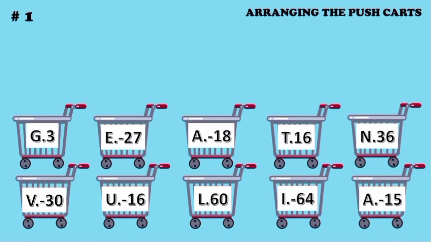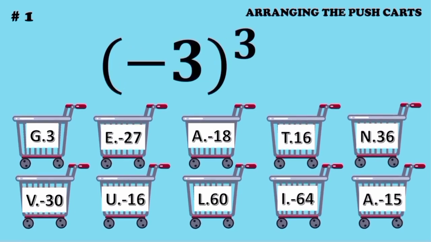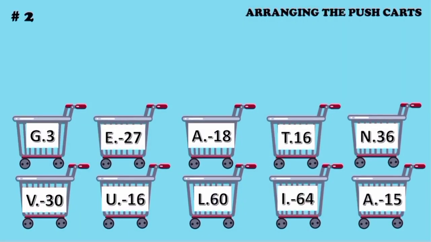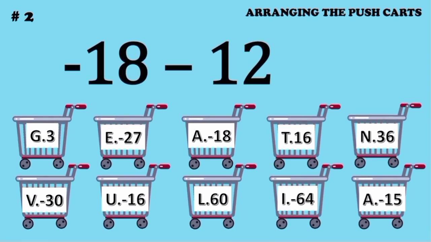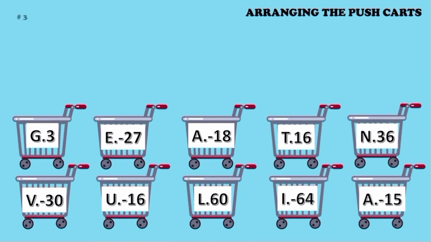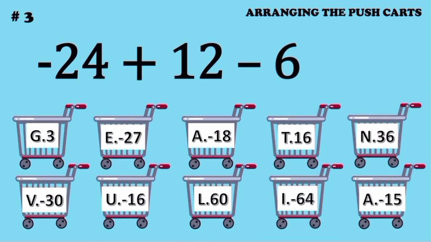For number 1, we have negative 3 raised to the 3rd power. We have negative 27, letter E. For question number 2, we have negative 18 minus 12. We have negative 30, letter V. For question number 3, we have negative 24 plus 12 minus 6. Negative 18. That is letter A.